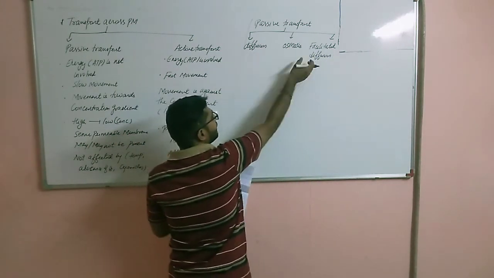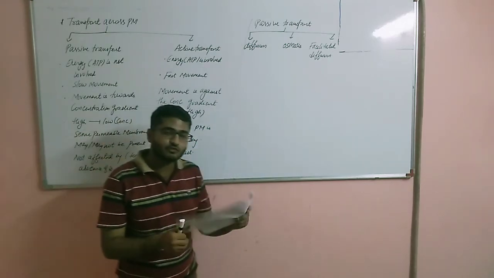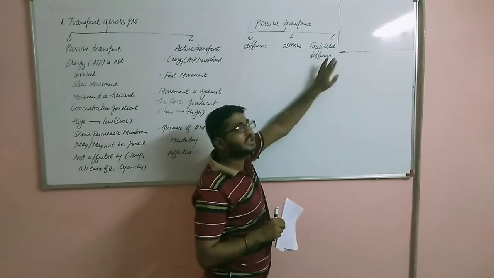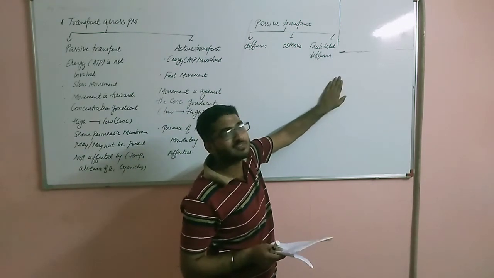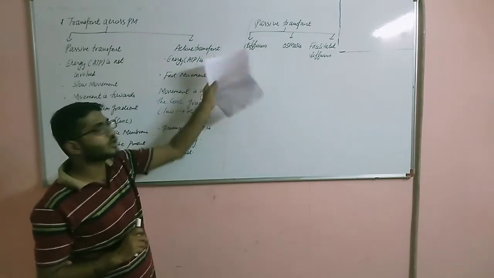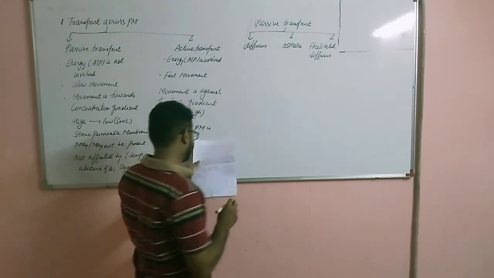What is the difference between facilitated diffusion and normal diffusion? The concentration gradient is there, that is from high concentration to low concentration. But in facilitated diffusion, some facility is provided, as the name suggests, and this facility is provided by the transport or channel proteins, while normal diffusion is just along the concentration gradient.